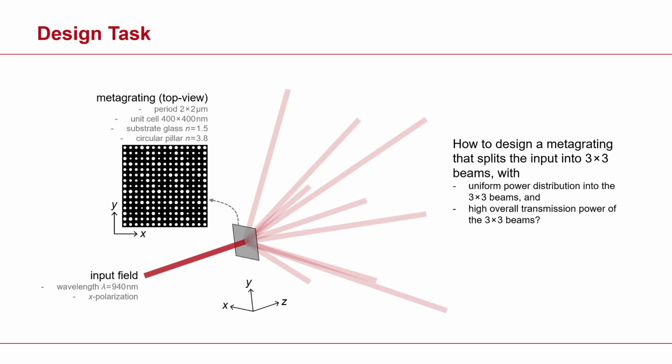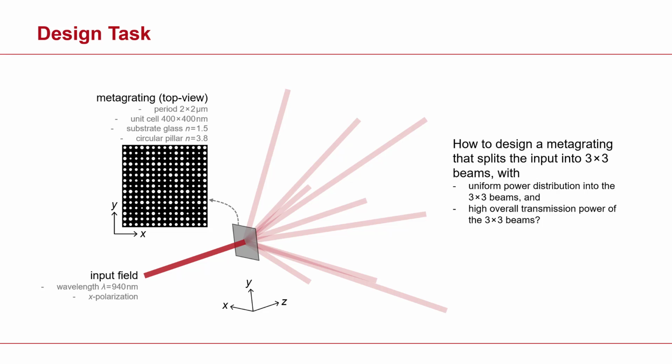So the unit cell, we have to make some decisions at the beginning. We decide what materials we're going to use. The substrate glass is going to have a refractive index of 1.5, and we're going to use pillars with a circular cross-section, that is cylindrical pillars, whose refractive index is going to be 3.8, so very high.